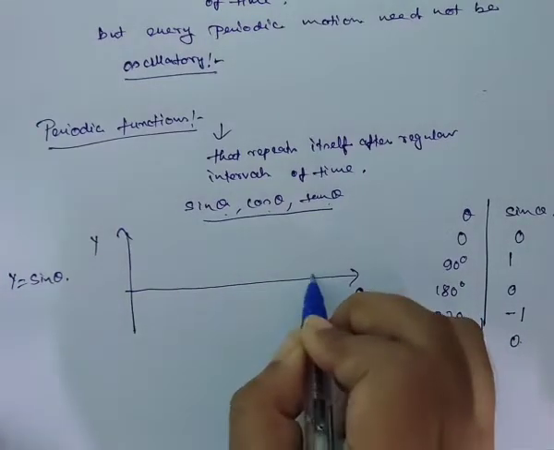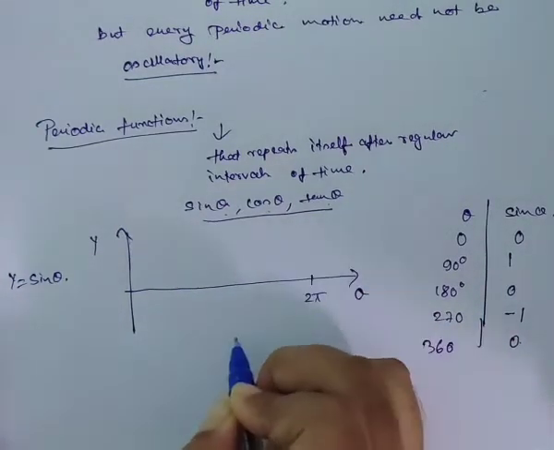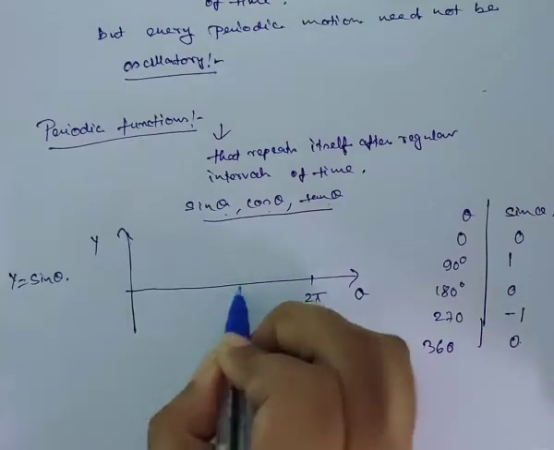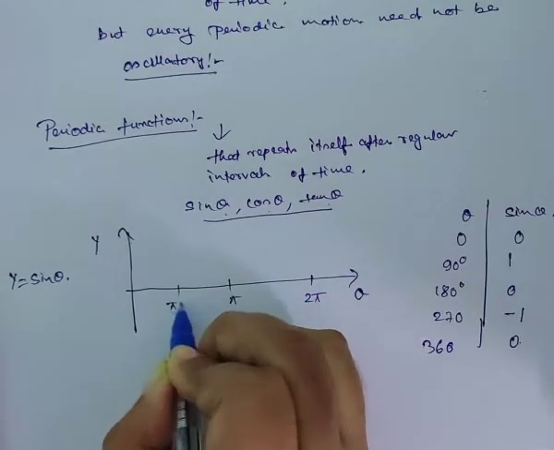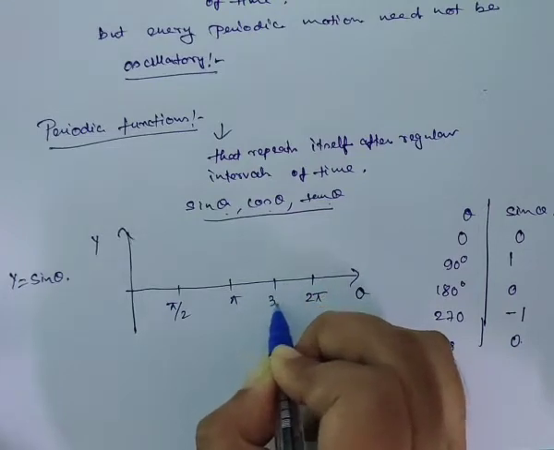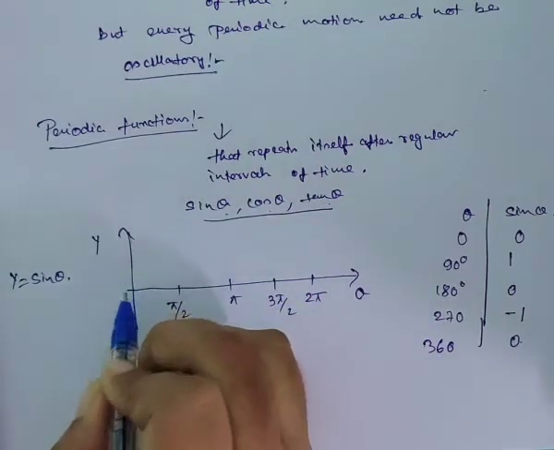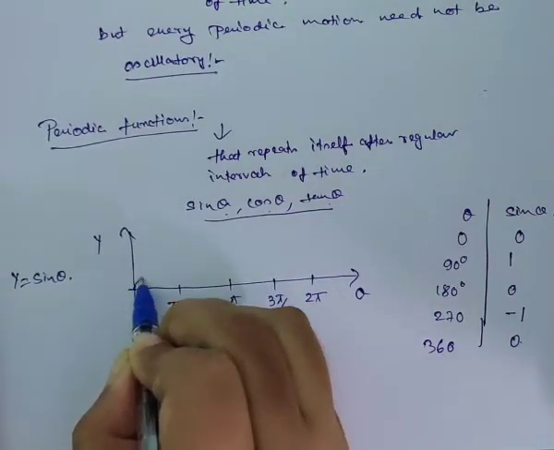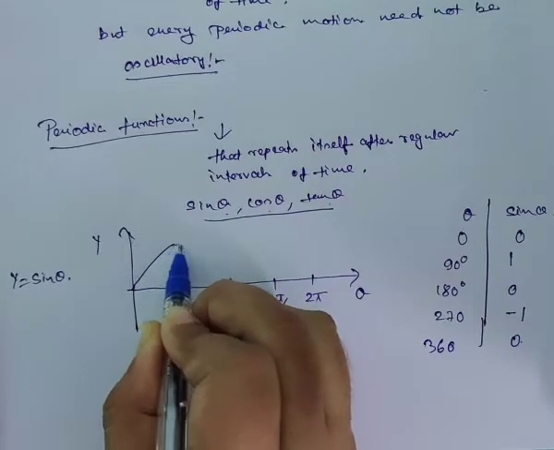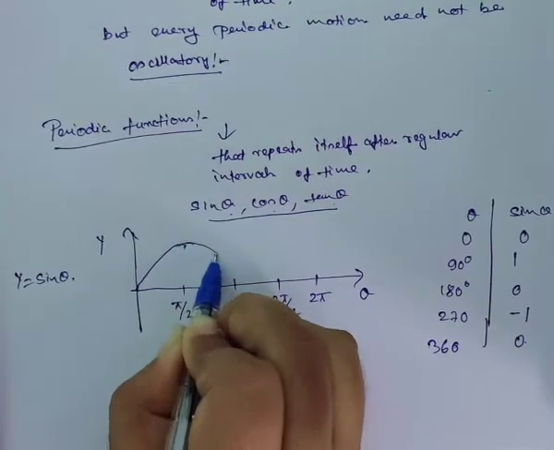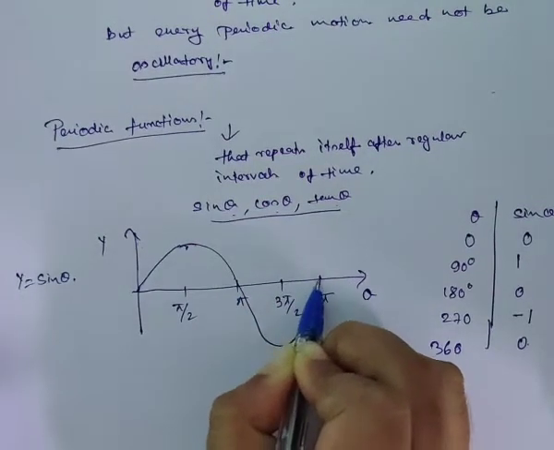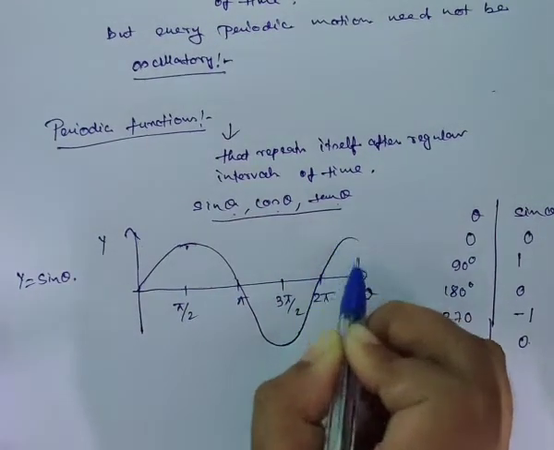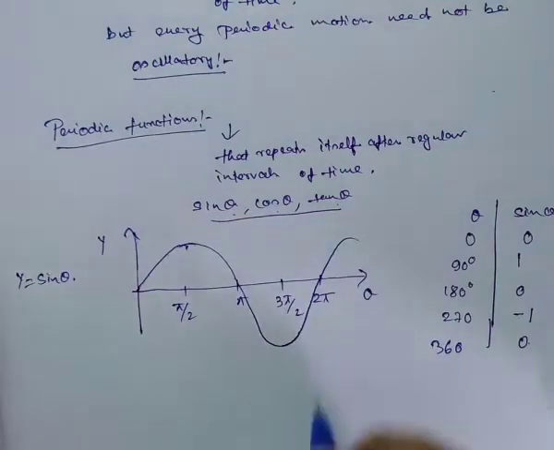So if I take twice pi, this will be pi, this is pi by 2, this is 3 pi by 2. Its value is first 0, then at this position it is 1, again 0, then minus 1, then again 0. So after 2 pi it repeats itself.